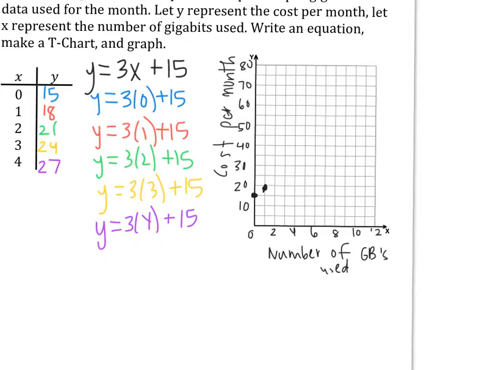2, 21. Again, these should form a straight line. 3, 24, excuse me. And again, I'm trying to draw as accurately as I can with this stylus. 4, 27. And that's all we have on our table of values. So I'll make a straight line, as straight as I can make it. Let's try that one more time. And that would be my graph for this problem.